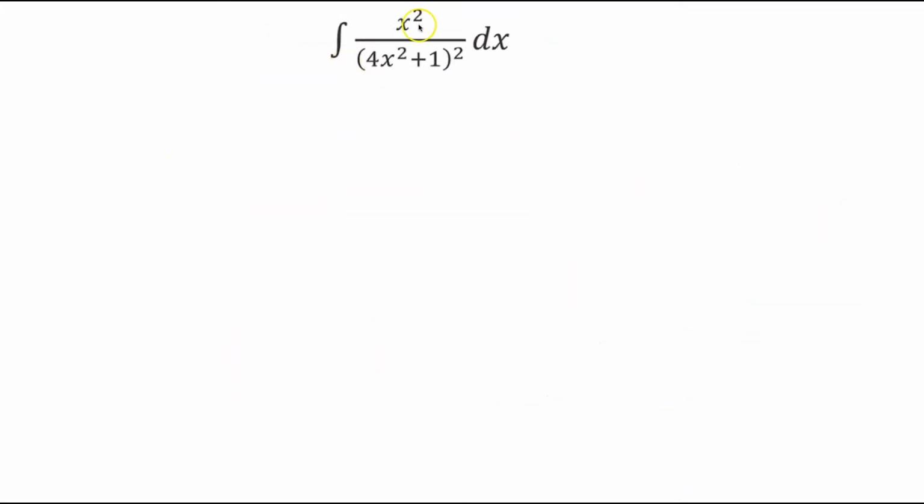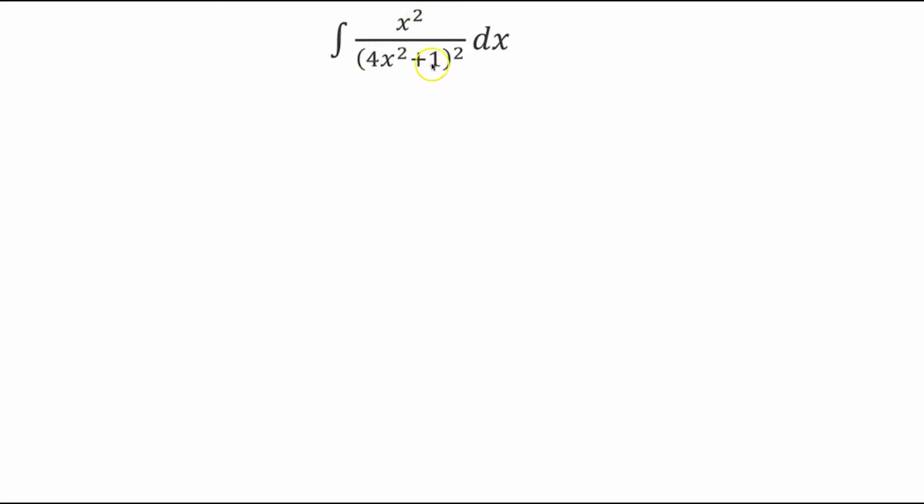Let's integrate x squared all over the quantity 4x squared plus 1 squared dx. We are going to use a trig sub, even though we don't see a square root involved. It doesn't have to have that. If we tried another method like u substitution, with u is 4x squared plus 1, the derivative is 8x, and we have an x squared, so that's not really going to work.